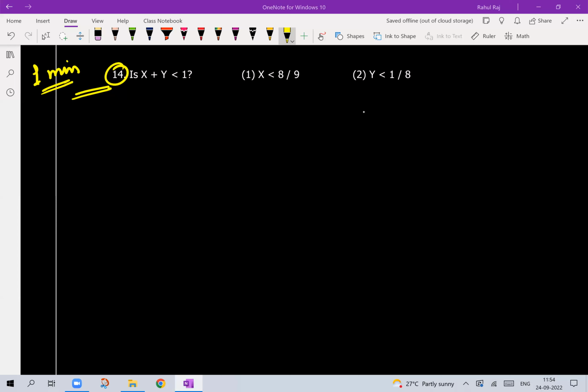Perfect. So option number 1 says x is less than 8 by 9. The question says, is x plus y less than 1? Pretty direct question. See, I'm trying to say time and again everything in this class. It's a very direct question. No information is given to you whatsoever. You don't know what is x, what is y. For this type of problem, is x plus y less than 1, our job with the statements is what? Our job with the statement is to get the actual value, to get a yes or no situation.